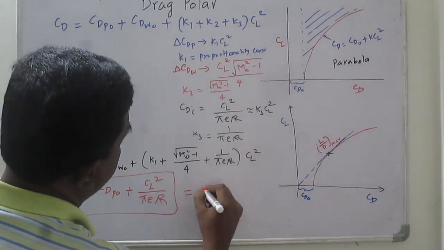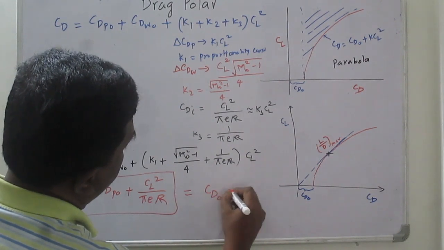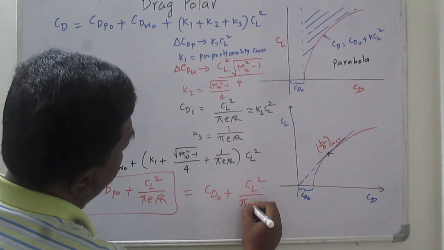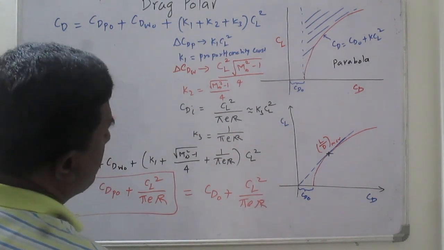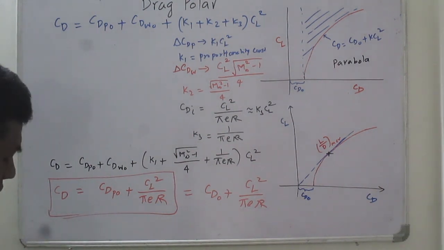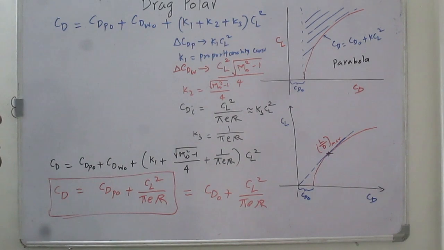It is CD = CD0 + CL squared by pi e AR. We will see more about how to use this drag polar equation in analytical calculations, and how it is helpful in analyzing performance in the upcoming classes.